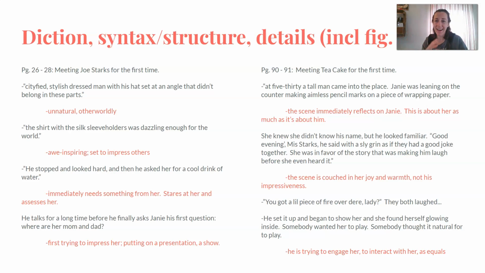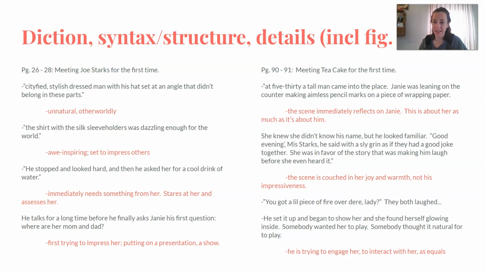And so he is not the bee to the bloom. He is not the natural organic union Janie is seeking. He is exciting. He is dazzling. But he is not organic in the way that Janie is wanting him to be, or wanting anyone to be. And then we have the shirt with the silk sleeve holders. Notice that alliteration, right? Figurative language, just kind of popping. It's kind of enchanting. It was dazzling enough for the world.